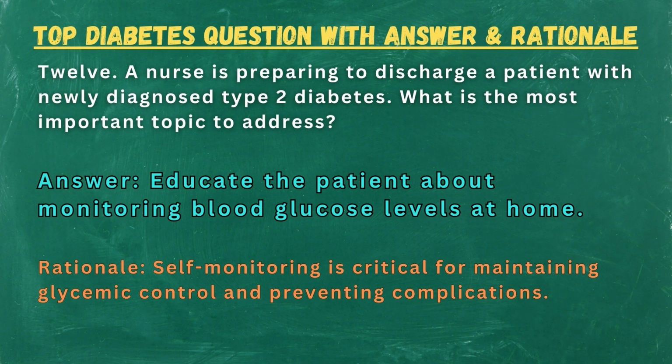12. A nurse is preparing to discharge a patient with newly diagnosed type 2 diabetes. What is the most important topic to address? Answer. Educate the patient about monitoring blood glucose levels at home. Rationale. Self-monitoring is critical for maintaining glycemic control and preventing complications.